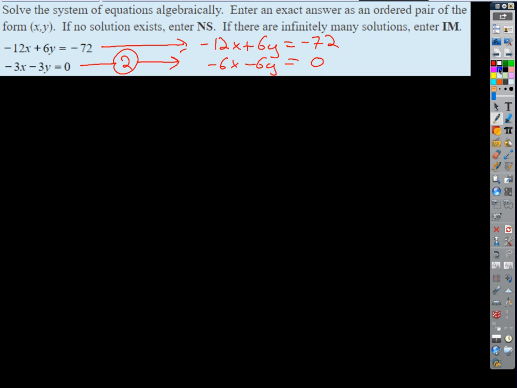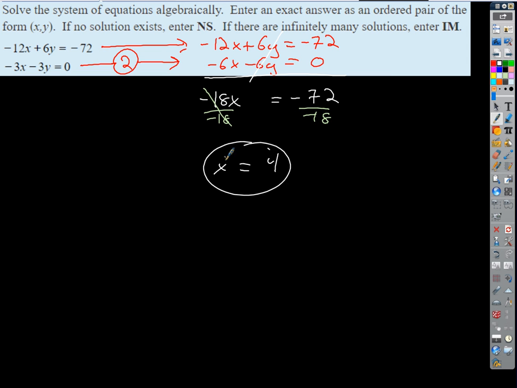Okay, good. So if we add all this up, look what happens. The y's cancel. We get -18x equals -72, right? So if we divide each side by -18, we get x equals 4, right? And where do we go with that?